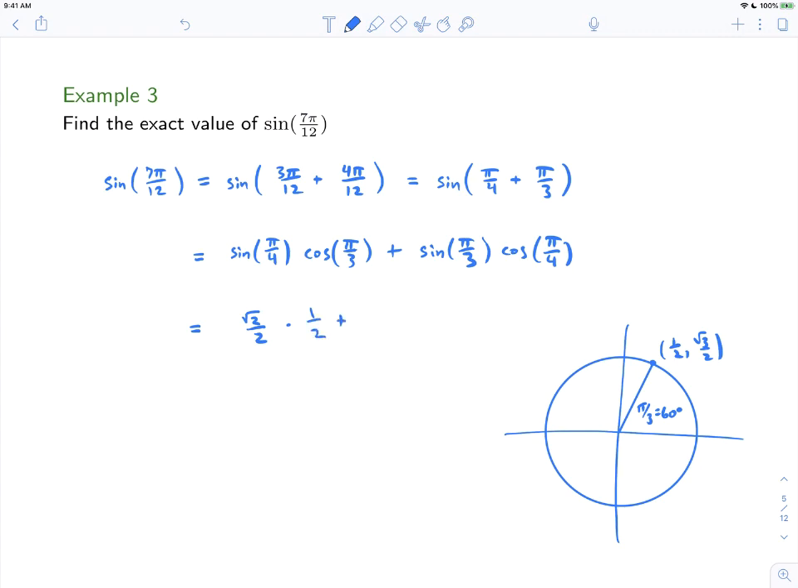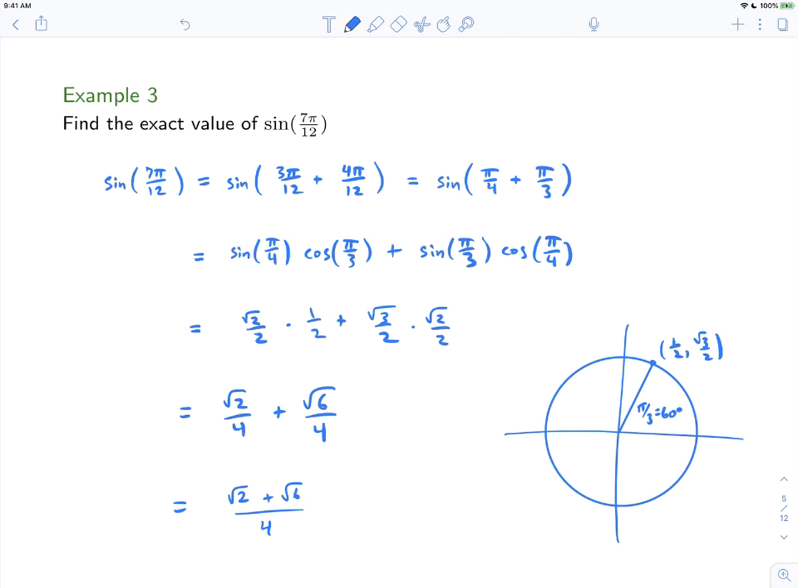Plus sine of pi over 3, which is square root of 3 over 2, that's the y-coordinate, times cosine of pi over 4, which is square root of 2 over 2. So this is going to be the square root of 2 over 4 plus the square root of 6 over 4. And combining those gives us the square root of 2 plus the square root of 6 over 4. And that's our answer.